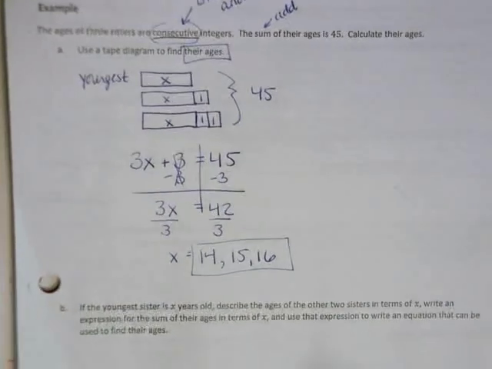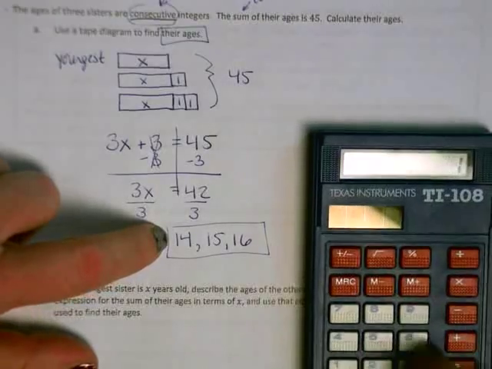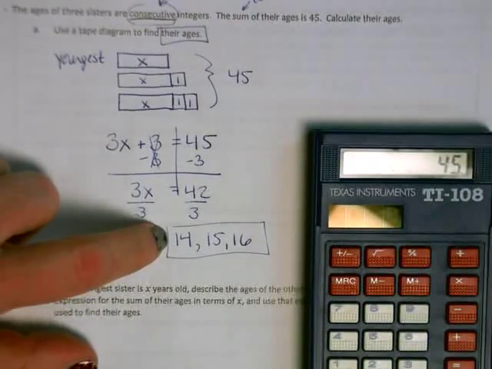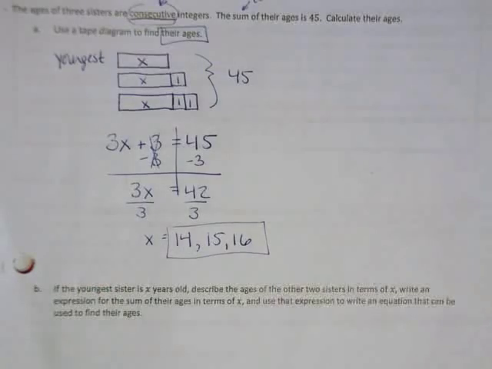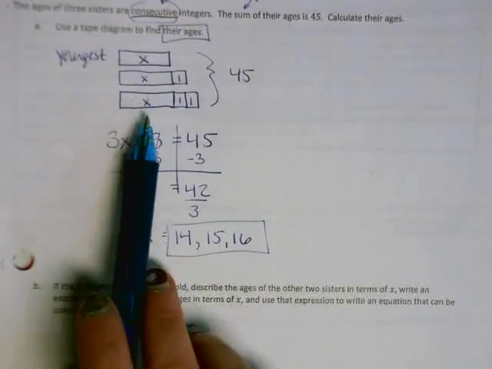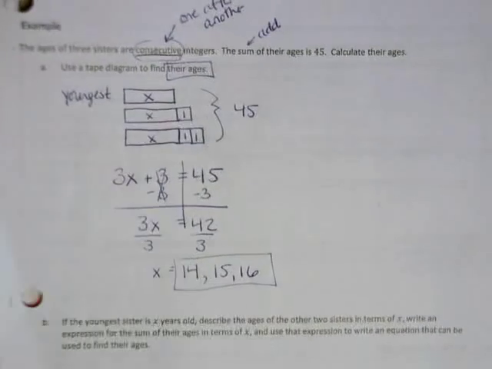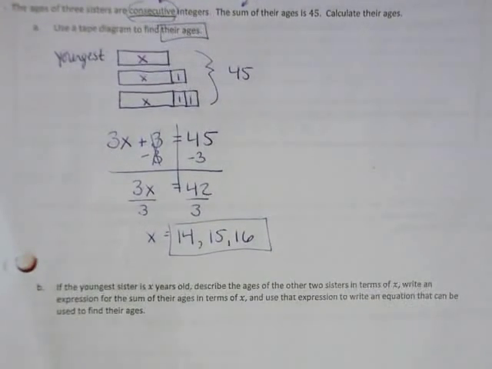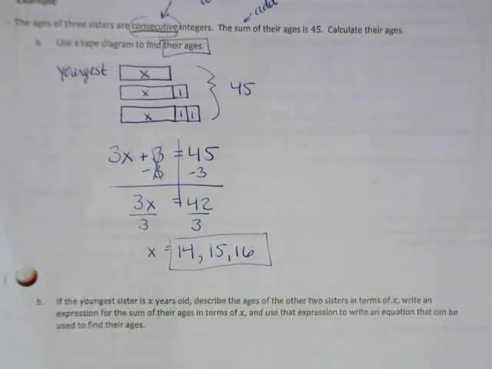Can we double check to make sure that's right? Is 14 plus 15 plus 16 equal to 45? There we go. All right. So looking at that, that's going to be a way for you guys to do any consecutive integer problem. This part B is literally what we just did there. Part A just said to draw a tape diagram, right? Part C is just giving an answer to that. So we did that whole page just in one problem right there.